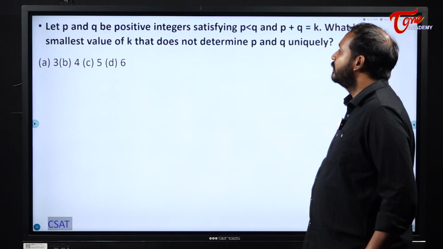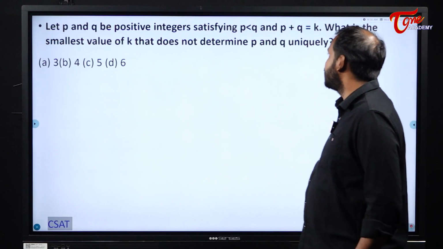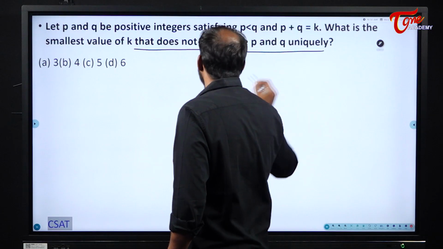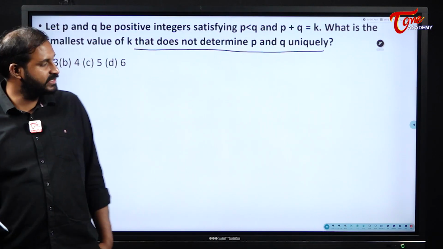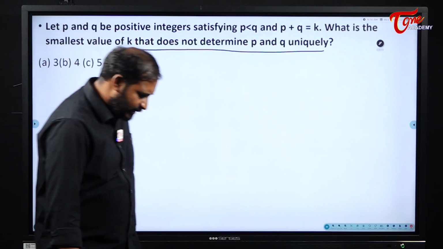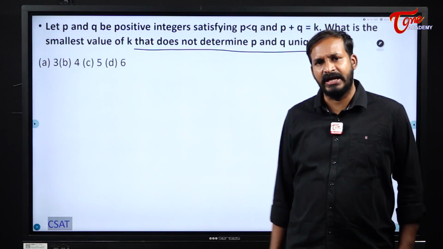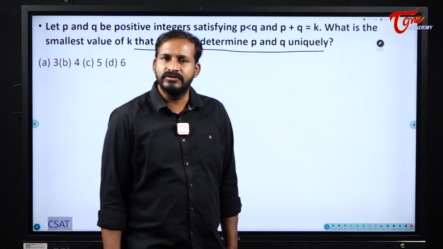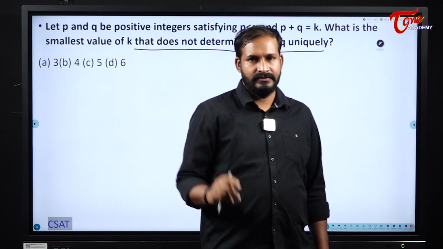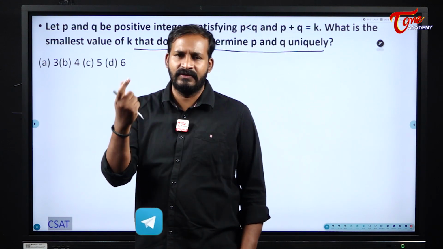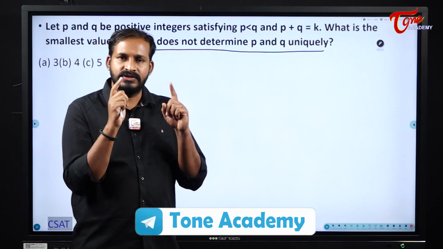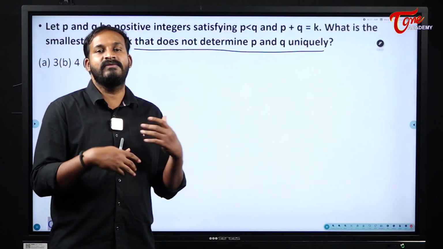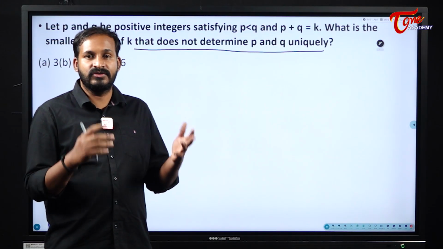Let P and Q be positive integers satisfying P less than Q and P plus Q is equal to K. What is the smallest value of K? Does not determine P and Q uniquely. See students, while discussing our number system concept, we came across unique solution and multiple solutions. What is unique solution? If it satisfies only one pair, that means we should get fixed values for x and y, then we call it a unique pair. Multiple answer means where we can take multiple values for x and y. That is called multiple cases.